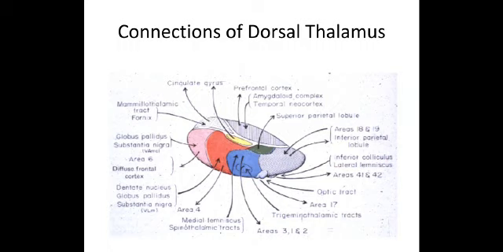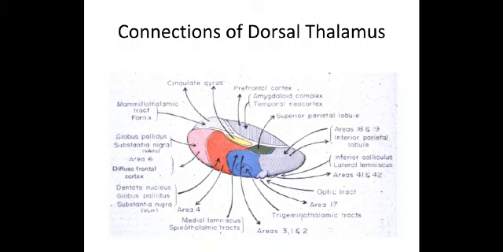If you functionally classify them, we have specific sensory nuclei like the medial geniculate body, lateral geniculate body, the ventroposterior nucleus, the medial and lateral parts, the ventral lateralis, and ventral anterior and anterior. Whereas the non-specific projection nuclei are the midline, intralaminar and reticular nuclei. There are different connections which are very essential for us.